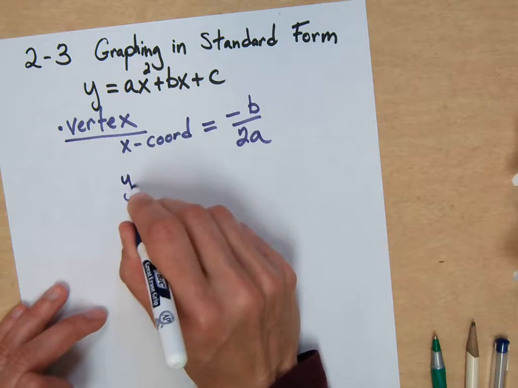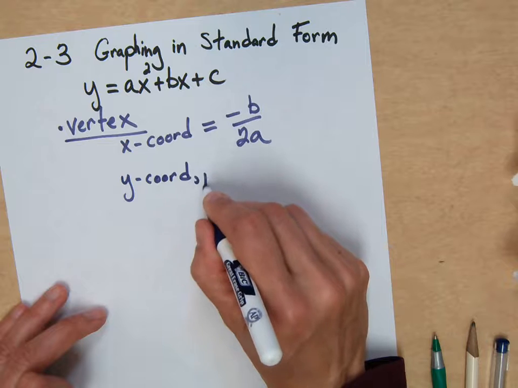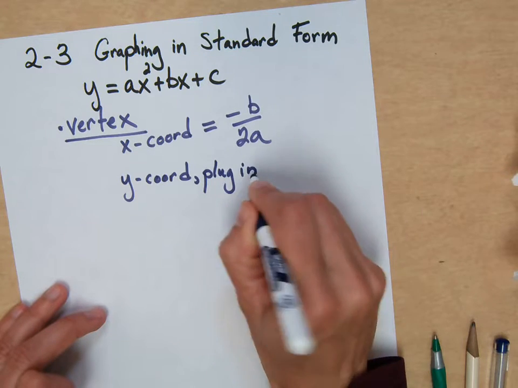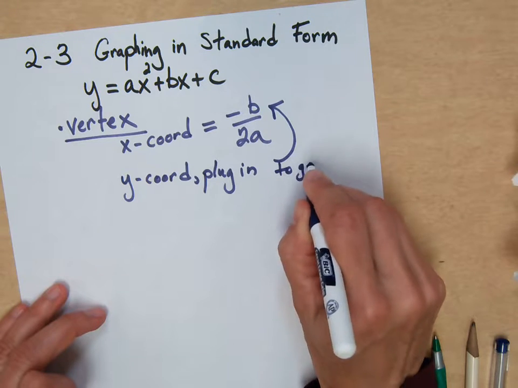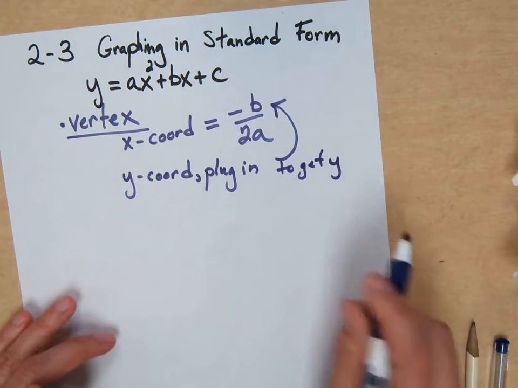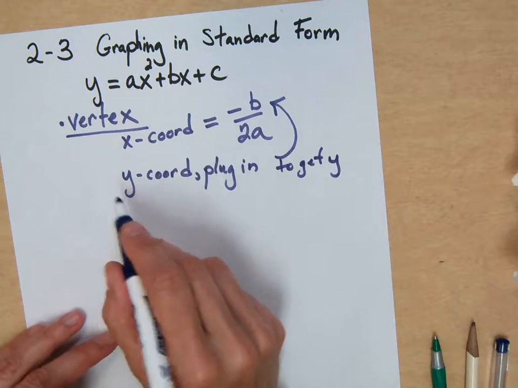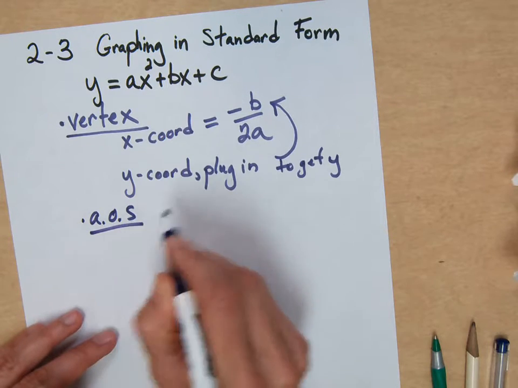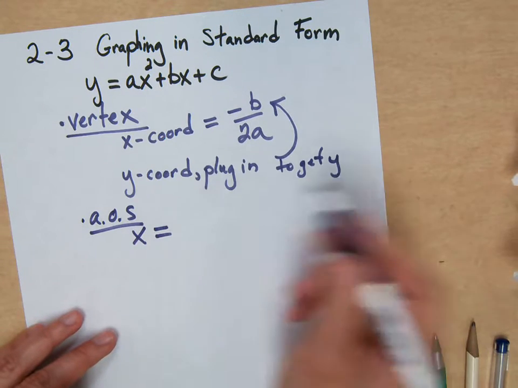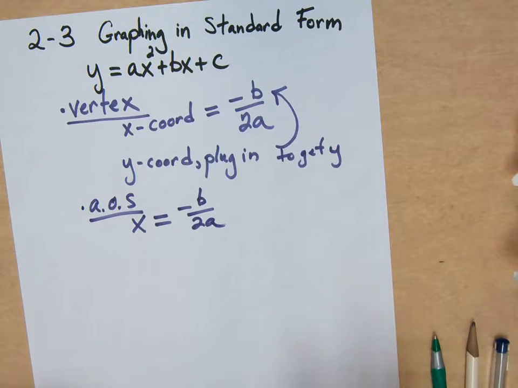And for the y-coordinate of the vertex, you just plug in whatever answer you get for x to get y. So you're going to get some answer for x, you plug it back in to get y. The axis of symmetry, AOS, is going to be x equals that same thing, negative b over 2a. You don't have to compute it again. You already found it. It's always the x-coordinate of the vertex.